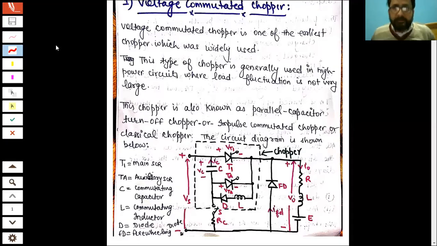So, good morning, students. Today we will study about the voltage commutated chopper. Before we start this topic, let us review some basic points about choppers, so that it becomes easy for us to understand this topic.